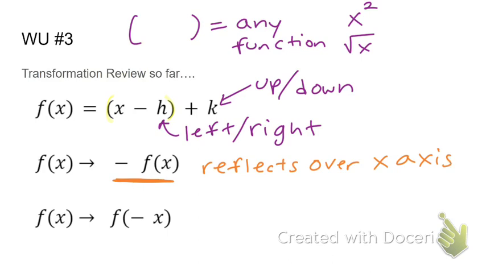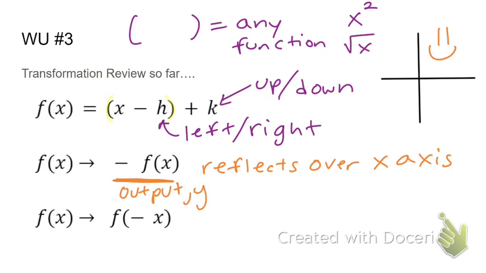Let's think about it graphically. So if I have some graph, could literally be a smiley face. If I have some graph over here, and I'm taking my outputs, this is saying take my outputs or my y values and make them negative. So if I make them negative and I flip it, it's going to flip over the x-axis. Do you see how that works?